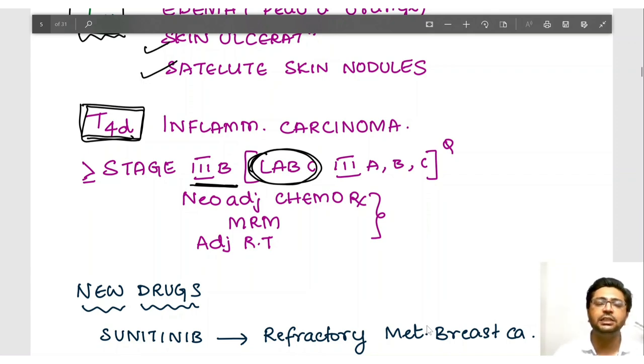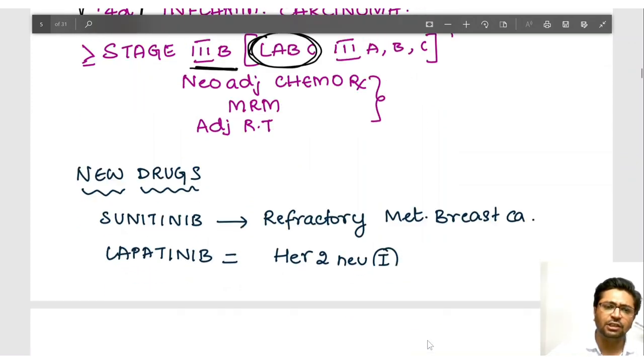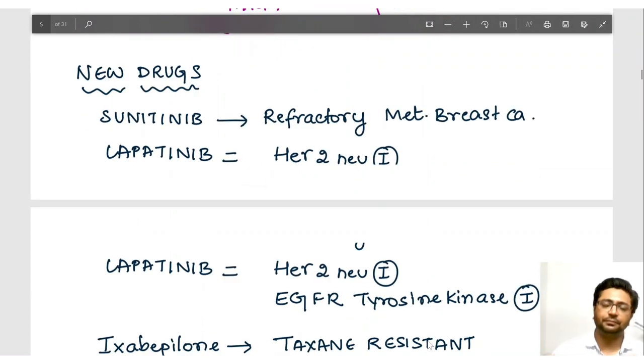So how do you want to manage? Start with neoadjuvant chemotherapy, followed by modified radical mastectomy, and then we are going to give the patient adjuvant radiotherapy. Let's discuss also the newer drugs which are used in carcinoma of breast. In case of refractory metastatic breast cancer, we are going to give the patient sunitinib.